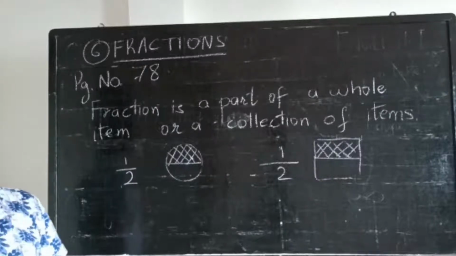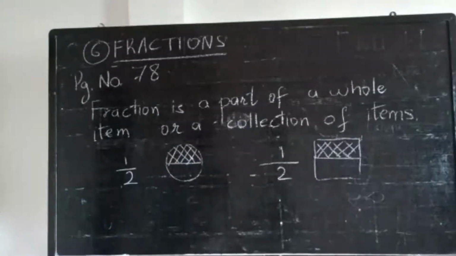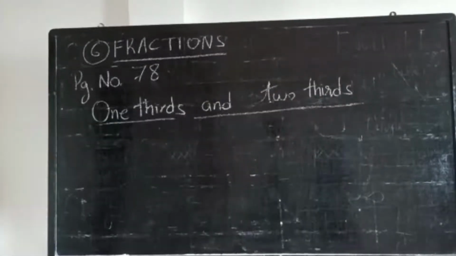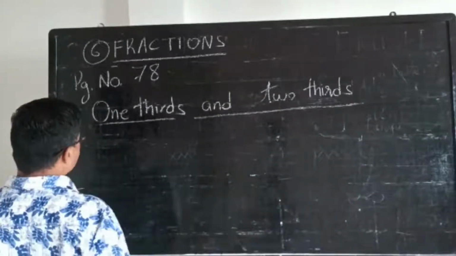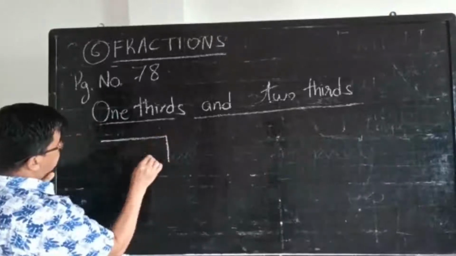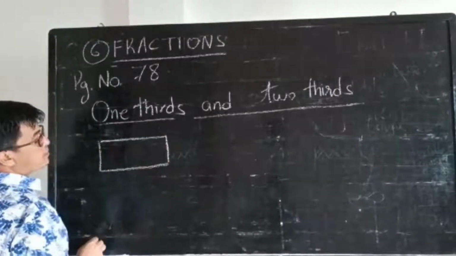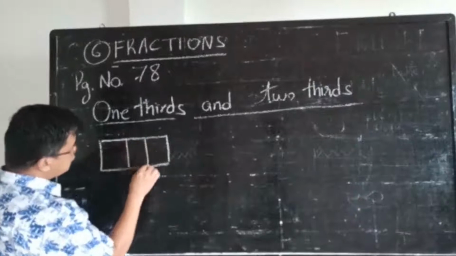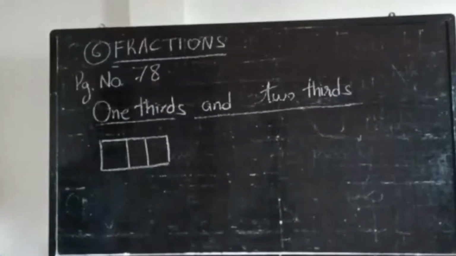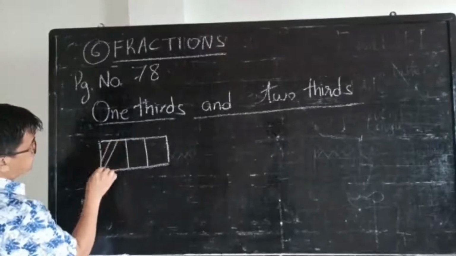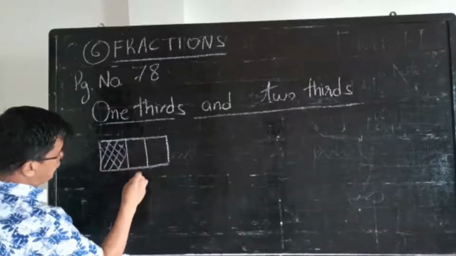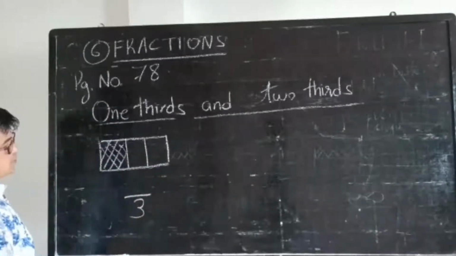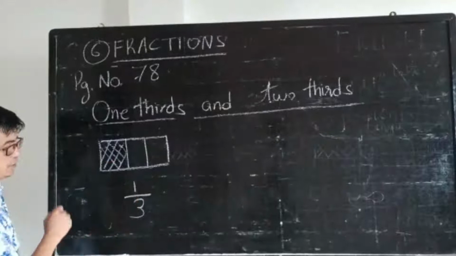Now next we come to 1/3 and 2/3. Let's take for example a rectangle. I divide this rectangle into 3 parts: 1, 2, 3. Out of these 3, only one part is shaded. Altogether, how many parts are there? 3. How many parts are shaded? 1. So this is 1/3.